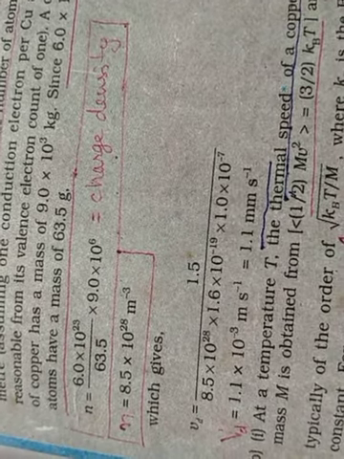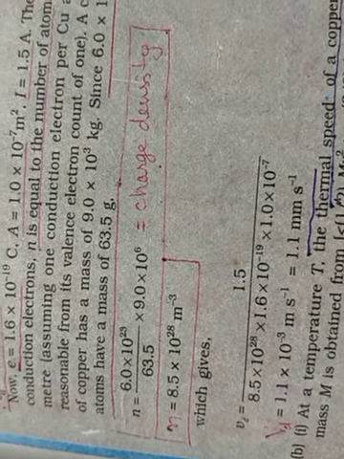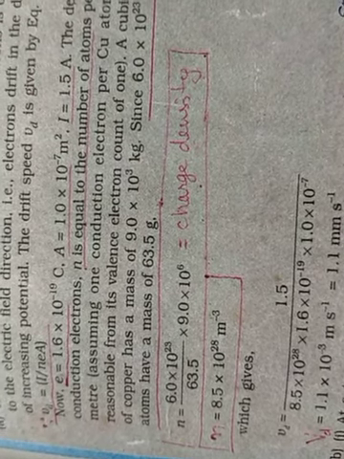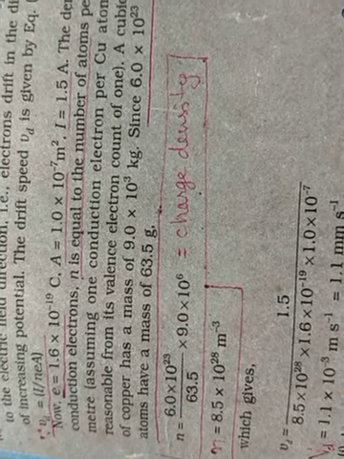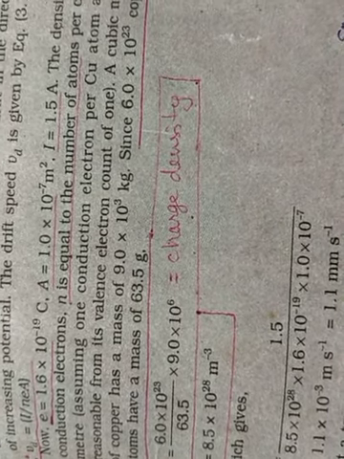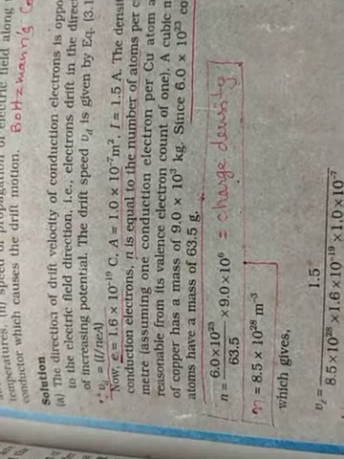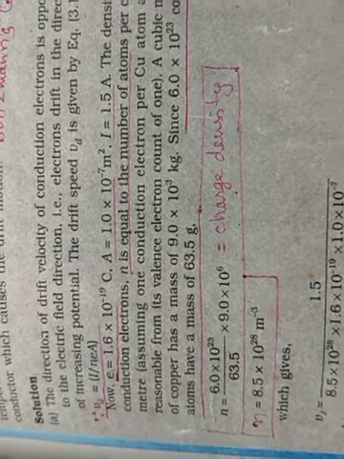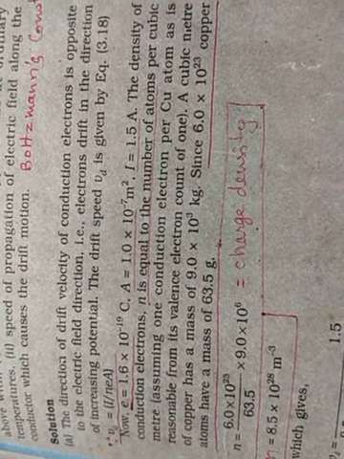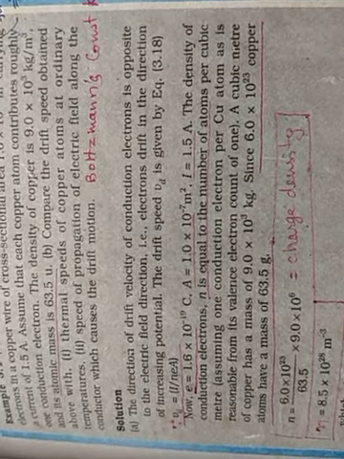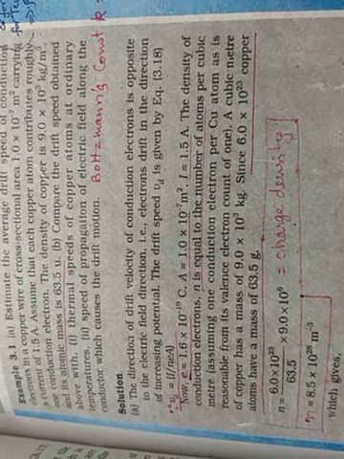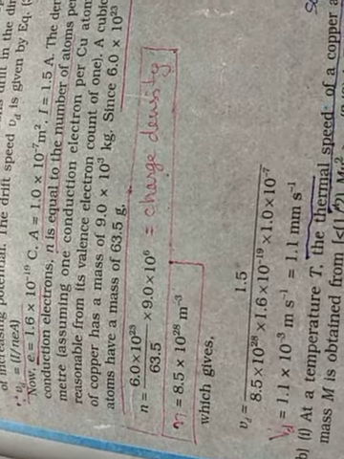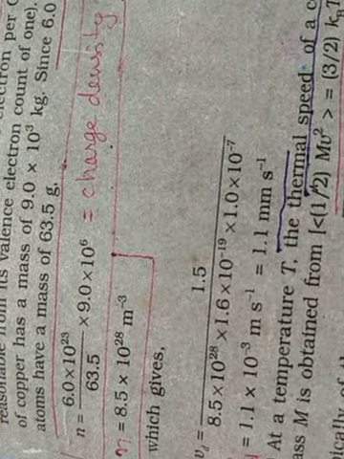So the total number of charges present per unit volume equals the total number of atoms present in each mole, divided by the mass of each atom, multiplied by the total mass of the conductor, and therefore we get the charge density. The density of copper is given, so multiplying by the density gives us the total charge density, and that becomes equal to 8.5 into 10 power 28 per meter cube.